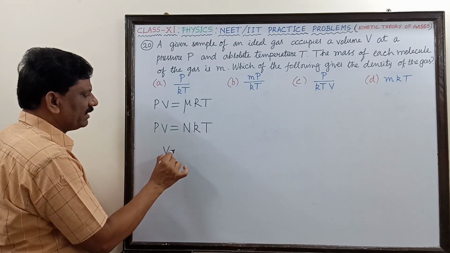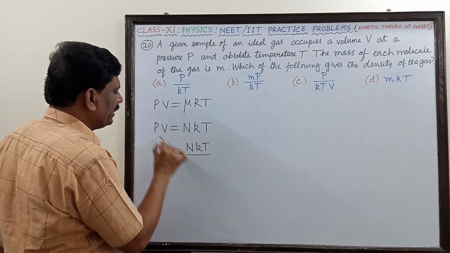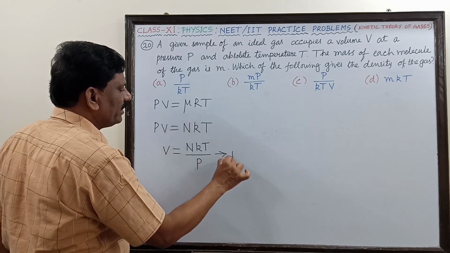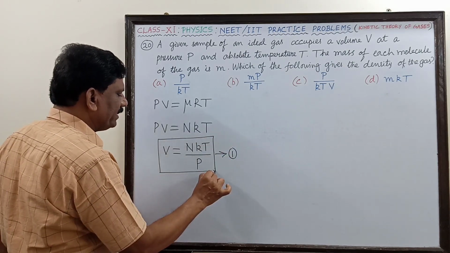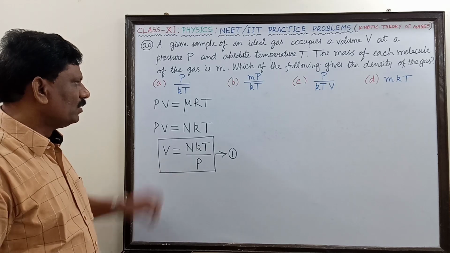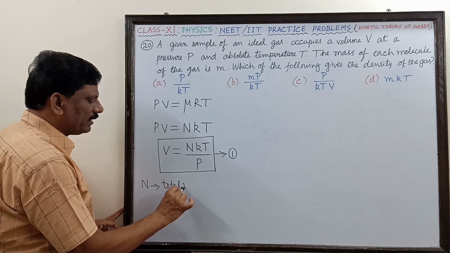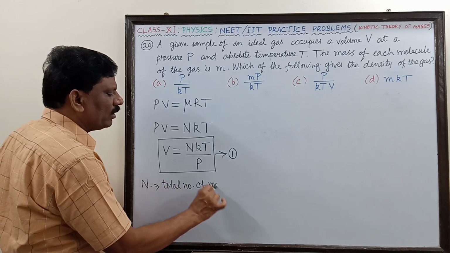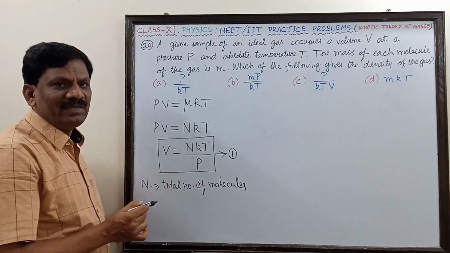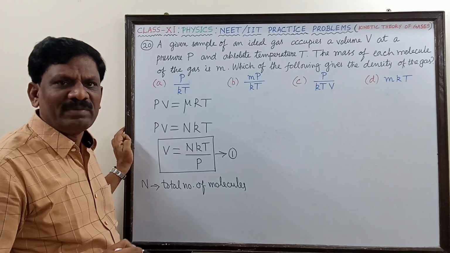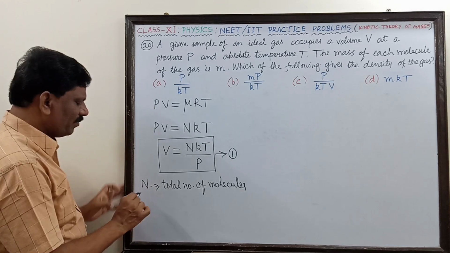So from this, the volume of the gas can also be written as NKT divided by P. This is our equation number 1. The volume of the gas V is also written as NKT by P. Now, what is capital N here? It is the total number of molecules. If you divide this by volume V, you will get N by V is equal to small n. Small n is called number density. We have studied this, is it not? So here capital N means the total number of molecules.